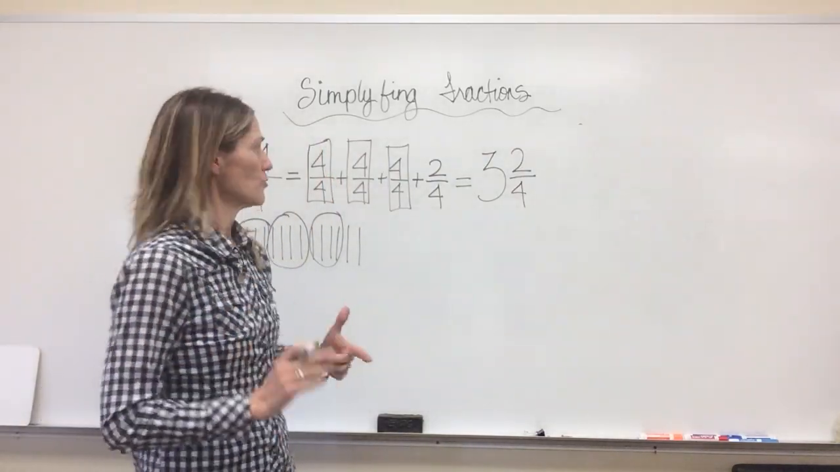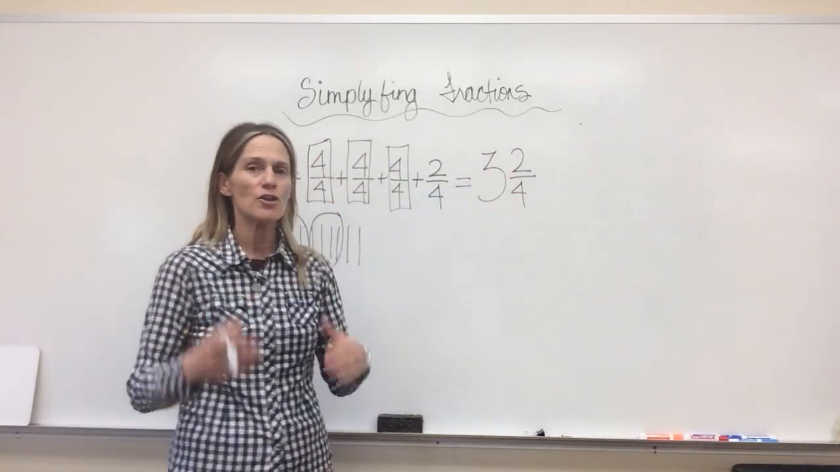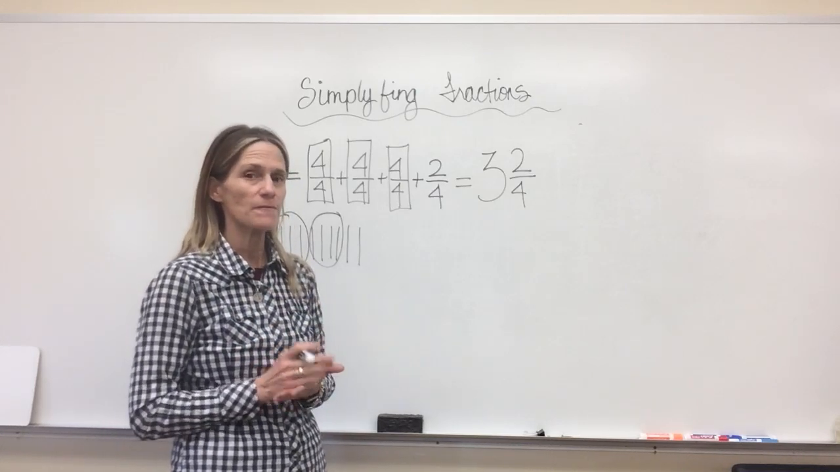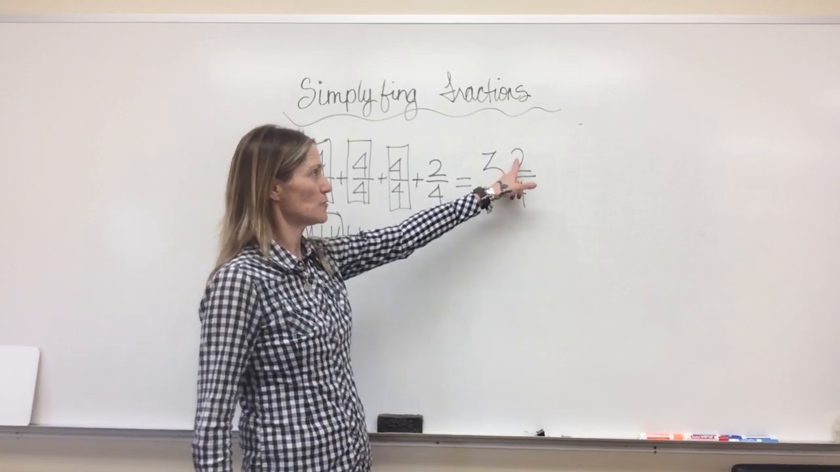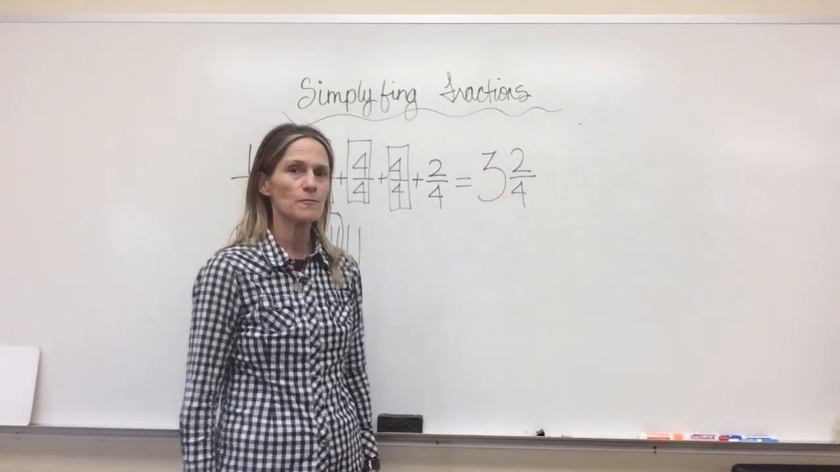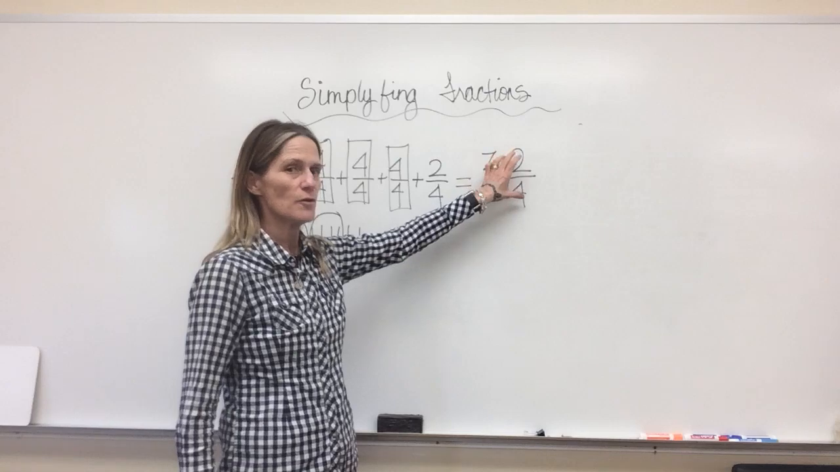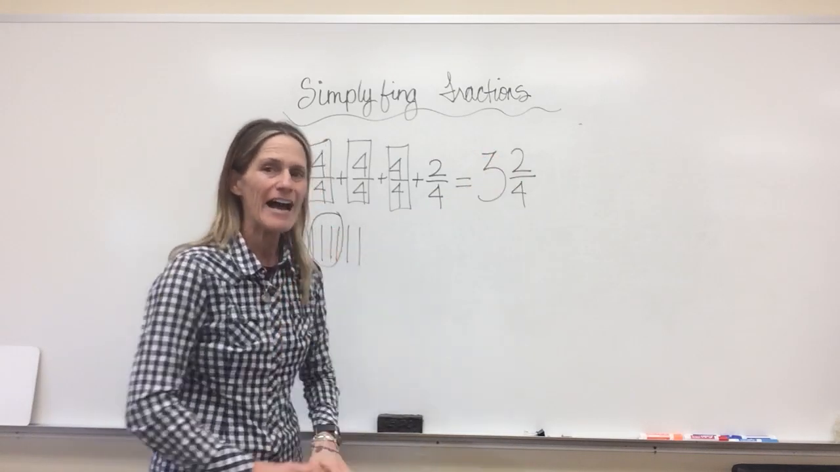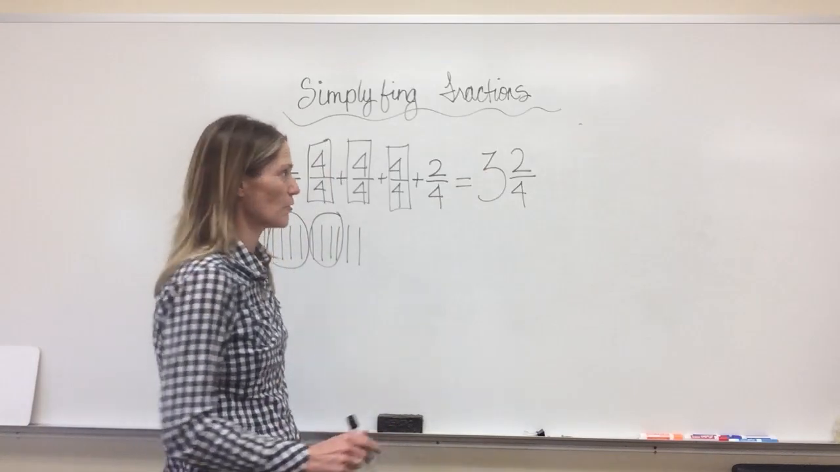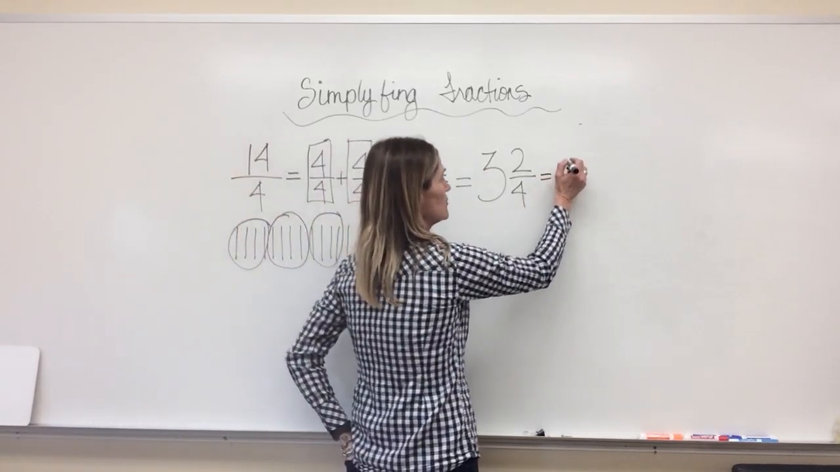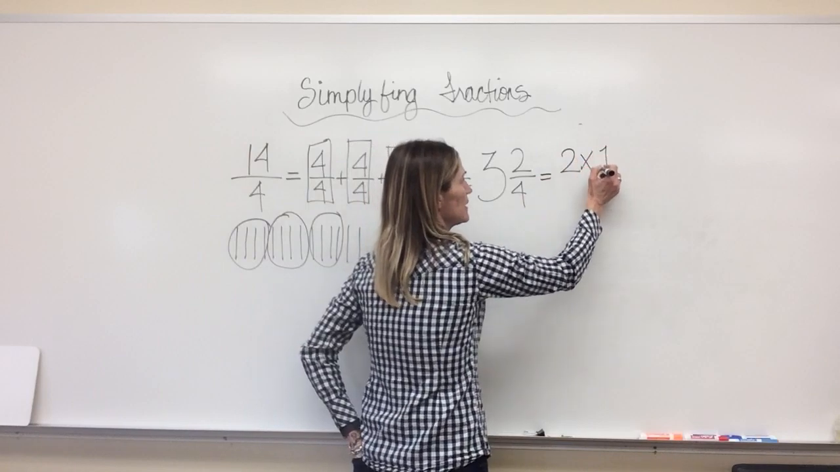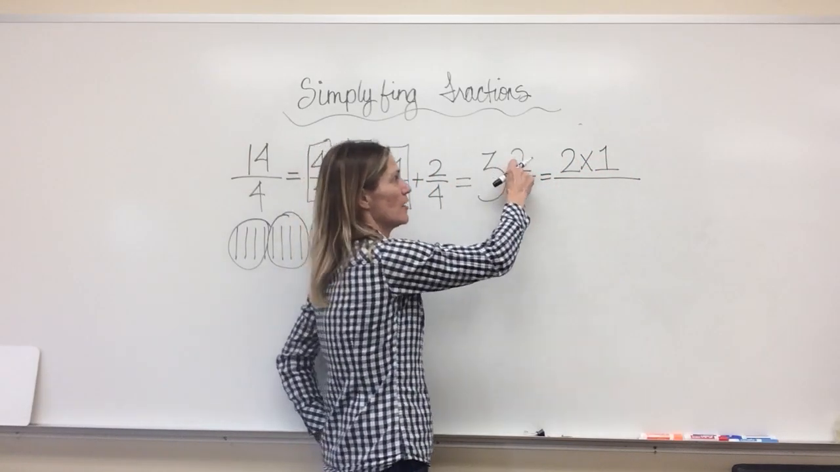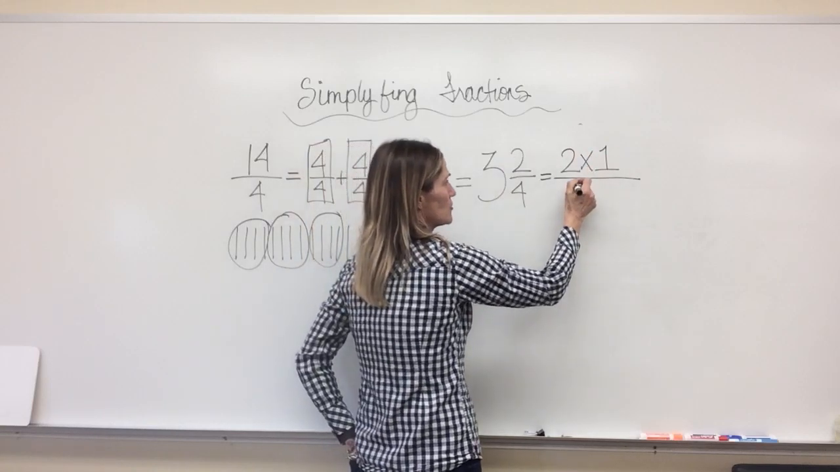My problem here, though, you guys, is 2 and 4 share a factor. 2 and 4 both share the factor of 2. 2 times 1 is 2. 2 times 2 is 4. If my numerator and my denominator share a factor, I can simplify even further. So I'm going to write it as its factors instead of its value. This is its value. These are its factors.